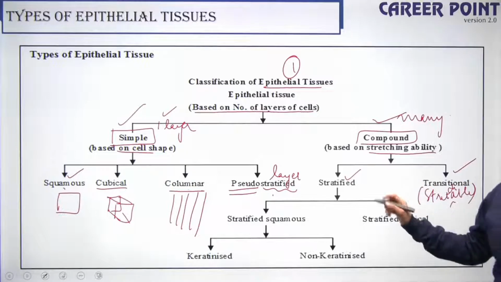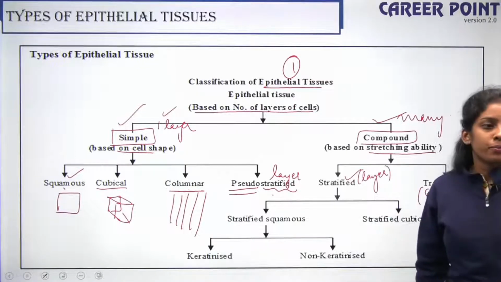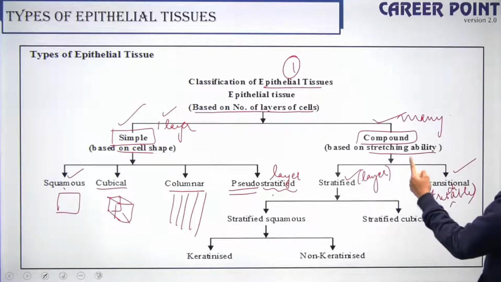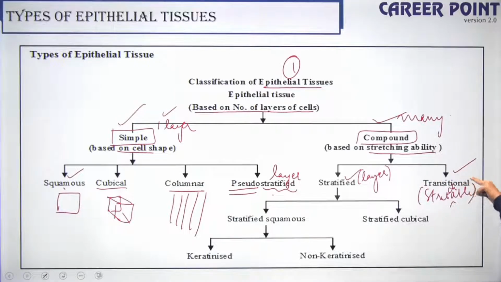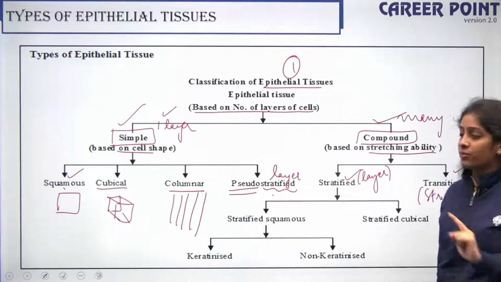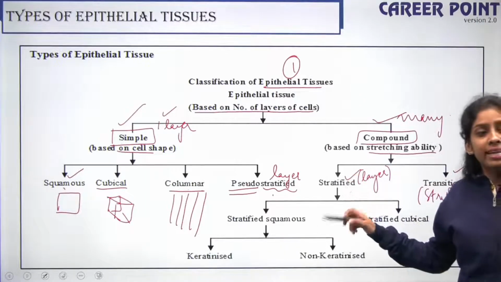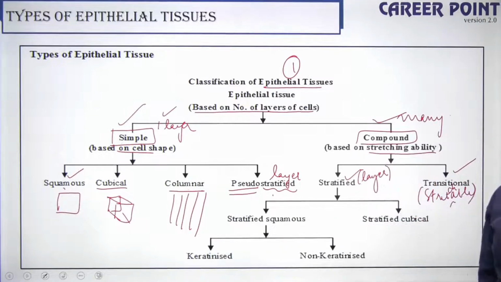Okay, stratified means layers and it cannot be stretched. So based on the stretching ability, the one that can stretch is your transitional compound epithelium. The one that cannot stretch is your stratified epithelium. It is simply made up of many layers. That's why it is under compound epithelium.